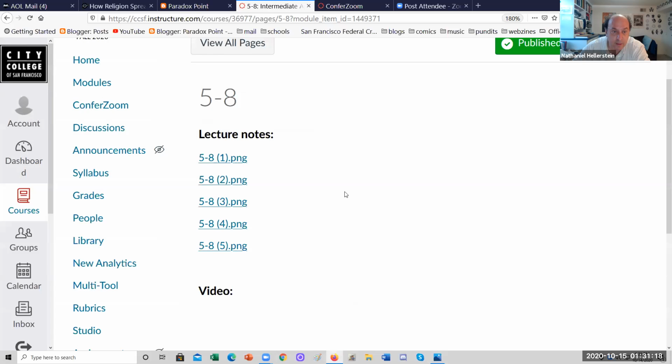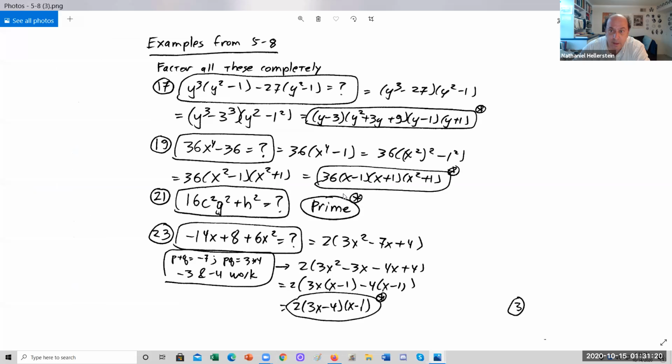Here are some examples. Here they ask to factor all these completely, and I do insist on that. So if you do only a partial factoring, you don't get the point. So here we have y cubed times y squared minus 1 minus 27 times y squared minus 1. Now, I've seen people go about the wrong way. They'd expand this out into four terms. I want to factor it rather than expand it.